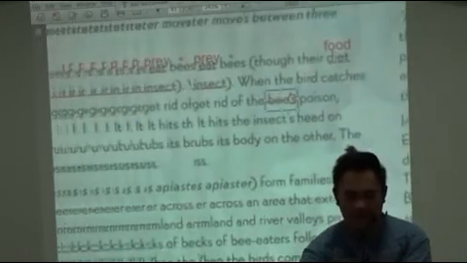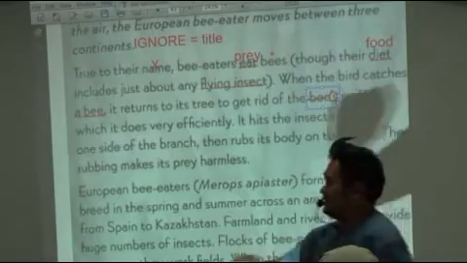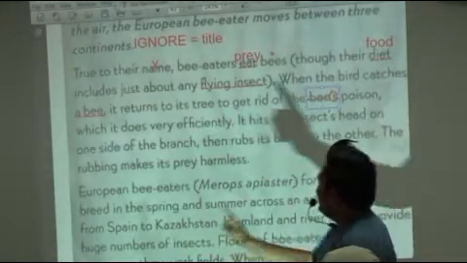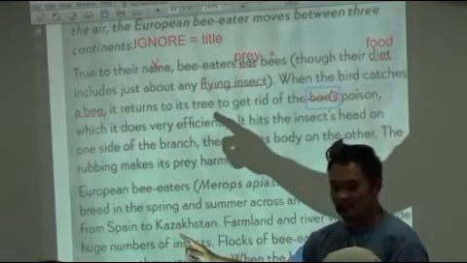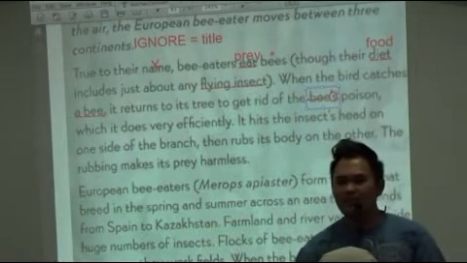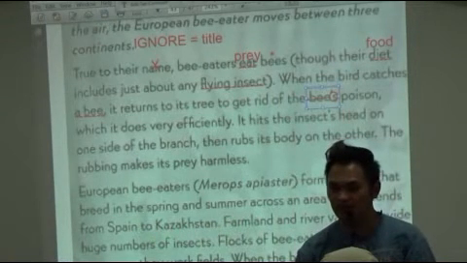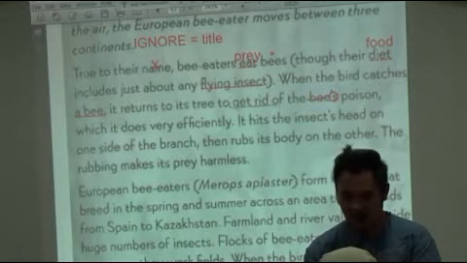Now, where is the word "remove"? Everybody say "remove." Let's find it. "When the bird catches a bee, it returns to its tree to get rid of the bee's poison." Where is a paraphrase of the word "remove"? Get rid of. Good. Get rid of.